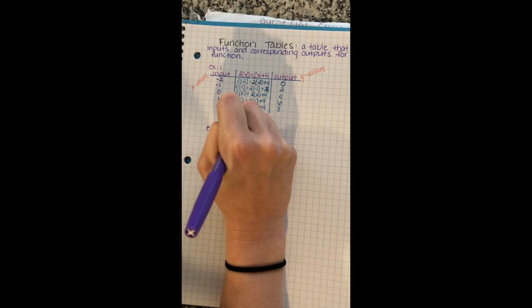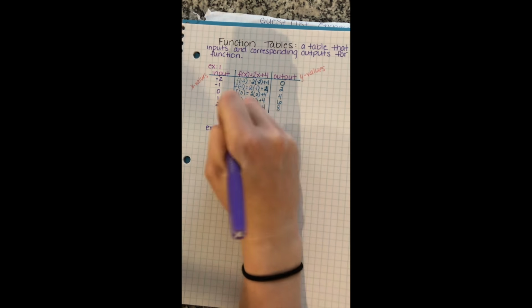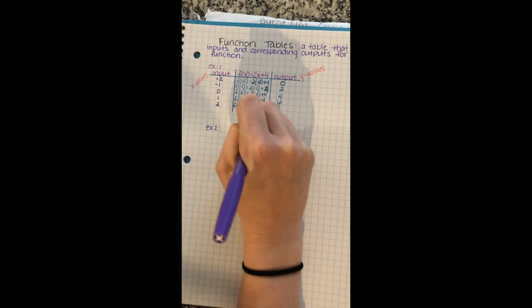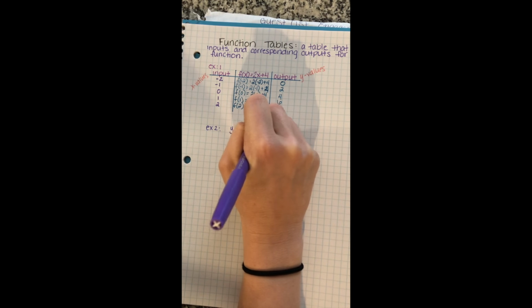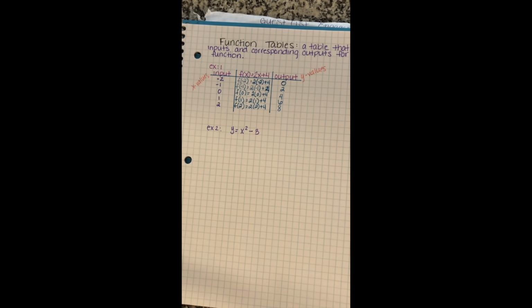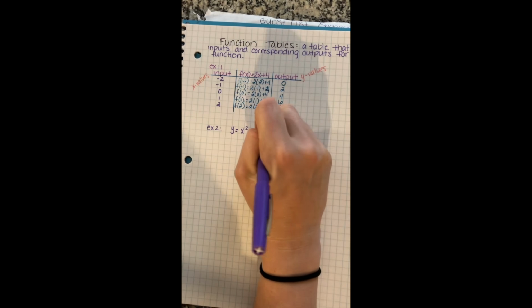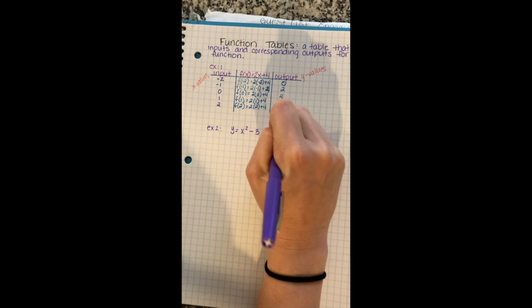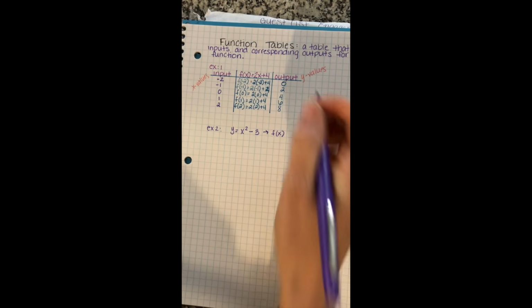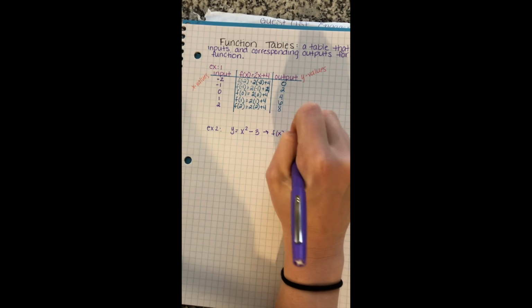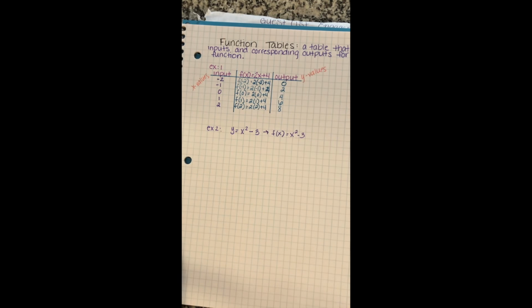This time, let's do something that's quadratic. Here is y equals x squared minus 3, or if we want to write this in function notation, we have f of x, which just goes in place of y, equals x squared minus 3.